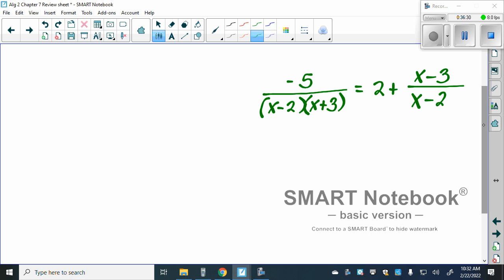Now, what we need to do is multiply everything by the same term so all the denominators cancel. Well, for the negative 5, I know I will need an x minus 2 and an x plus 3. Well, if we do it to 1, we're going to do it to all of them.